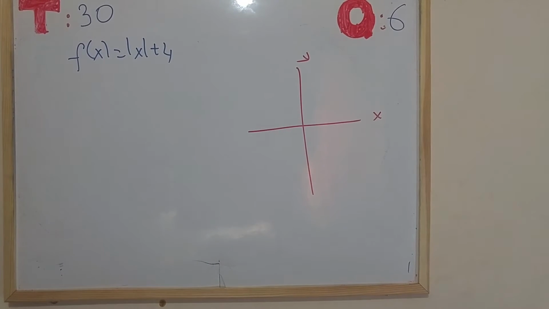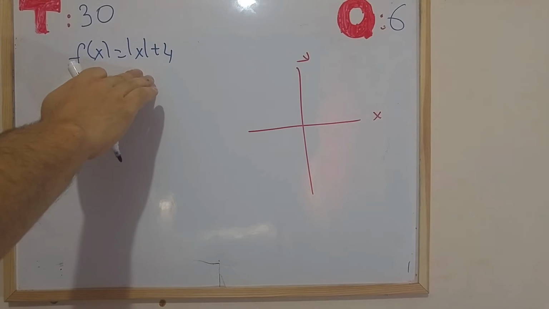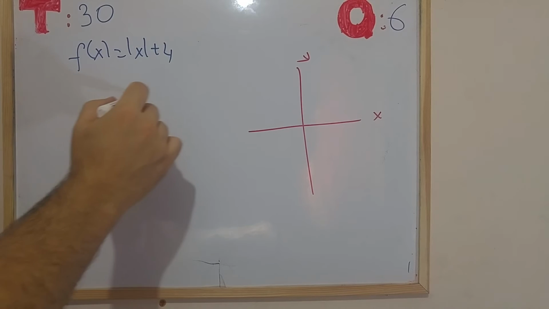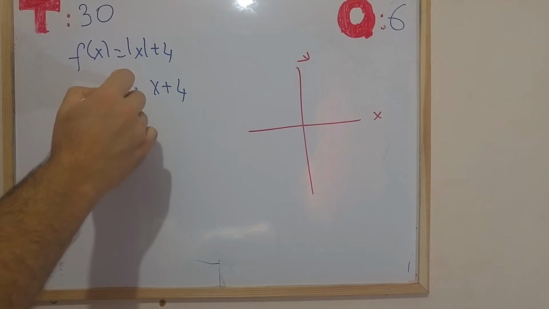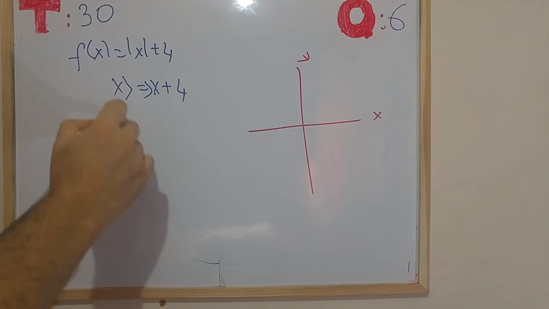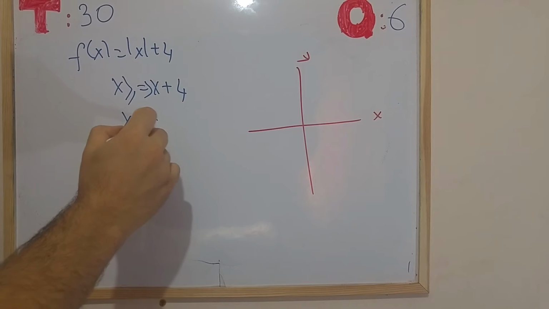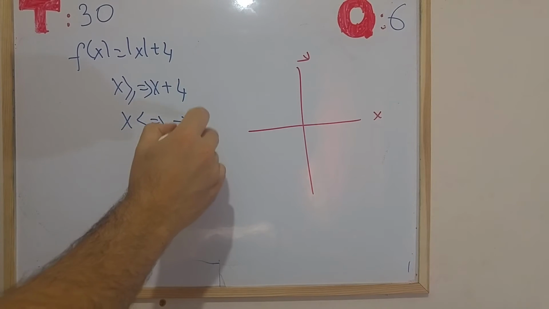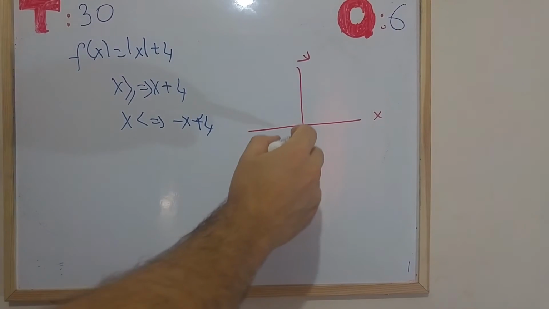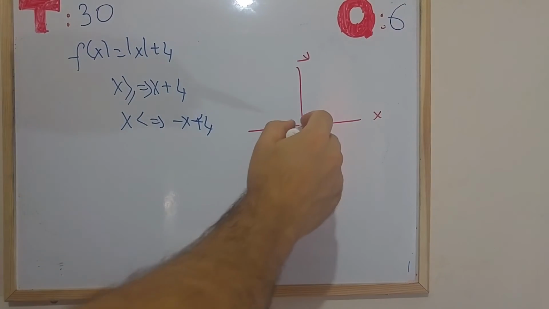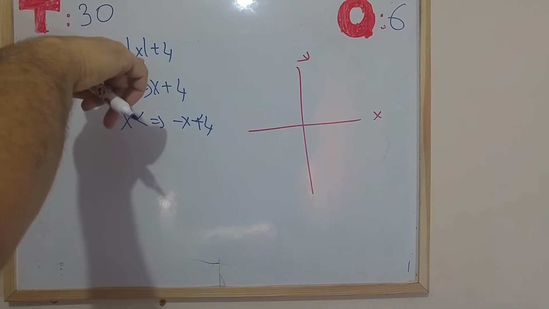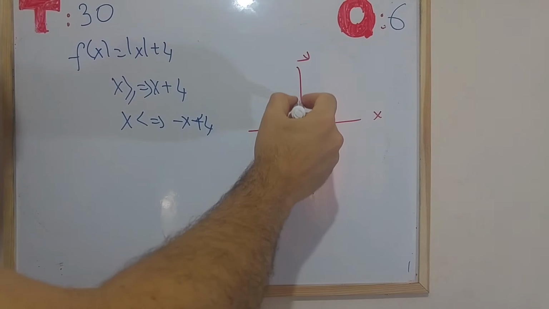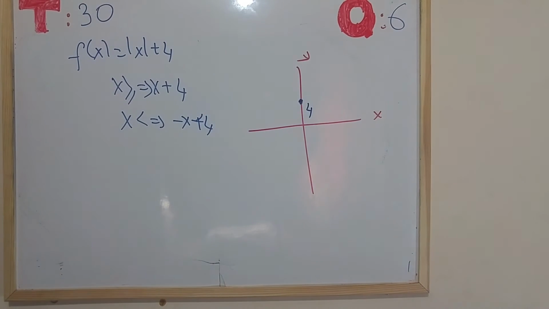F of x is equal to absolute value of x plus 4. This means that when x is greater than 0, this function will be x plus 4, and when x is less than 0, this function will be minus x plus 4. So my breaking point is here at x equals 0. And at 0, the value of this function is going to be 4, because x will be 0. 0 plus 4 is going to be 4.